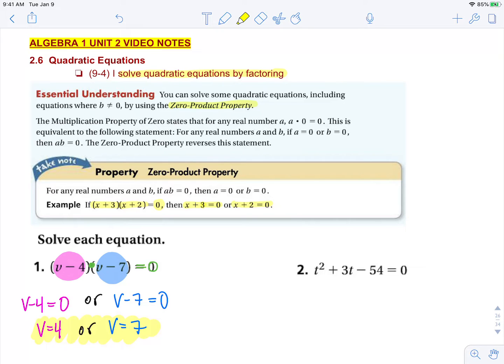So now number 2, I have a quadratic trinomial, but I still want to solve it. And if I think about the zero product property, it's equal to 0. Zero product property, right? If I have something equal to 0, I can use this property. Well, how can I make number 2 look like number 1, where two quantities are multiplying to equal 0? Well, we can do that by factoring.